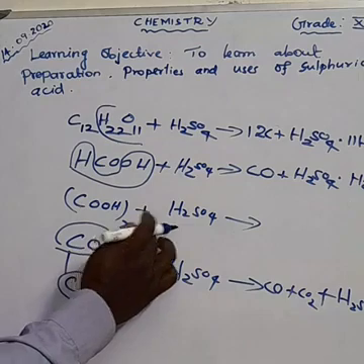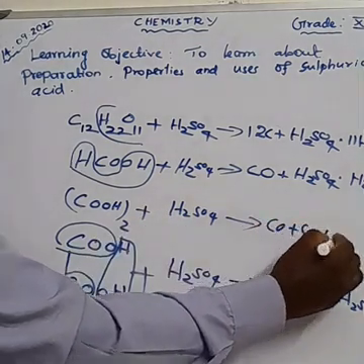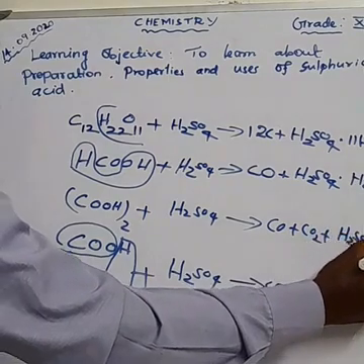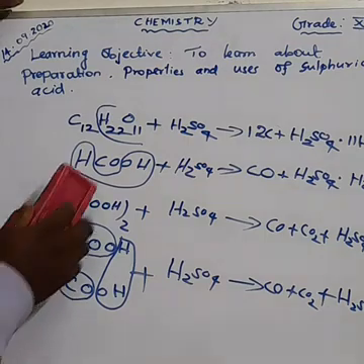Okay, that is here. What is the product? CO plus CO2 plus sulfuric acid monohydrate. Okay, these are the properties. Next, what are the chemical properties of sulfuric acid?